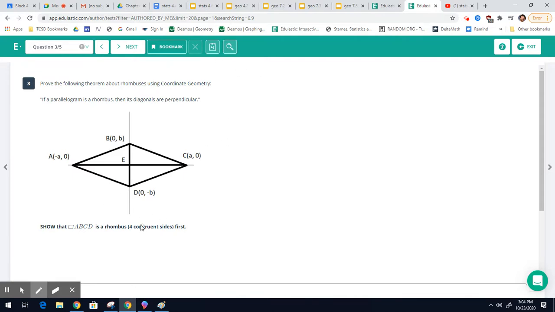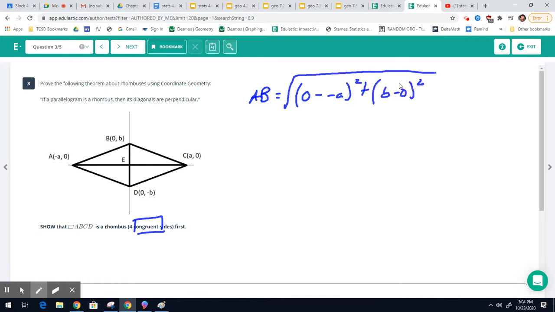To show that it has 4 congruent sides, I must use the distance formula. To find AB, I'm going to take B's coordinates and subtract A's coordinates. So the square root of 0 minus negative A squared plus B minus 0 squared. That's going to be 0 plus A, which is just A squared, and this is just B squared. So this is the square root of A squared plus B squared.